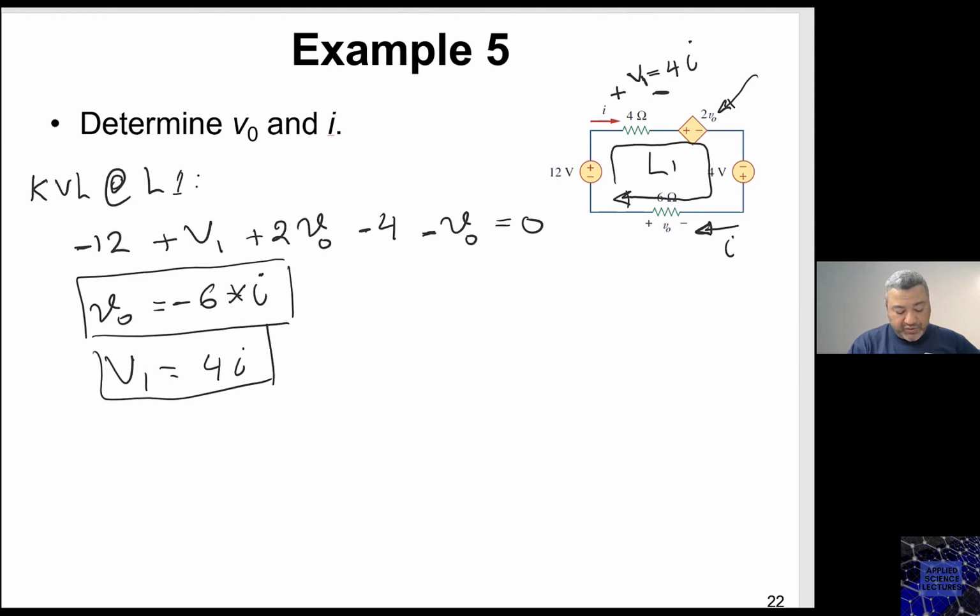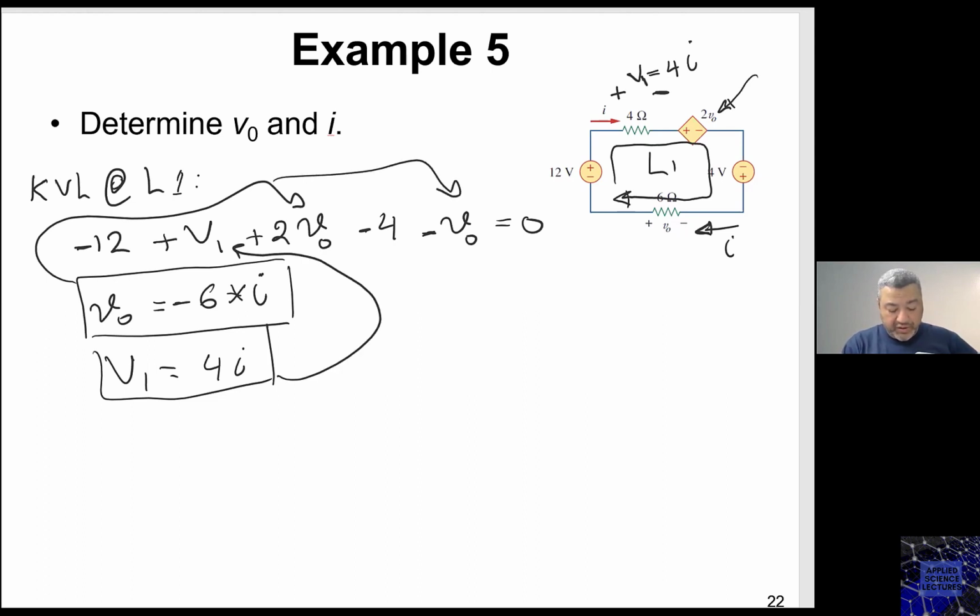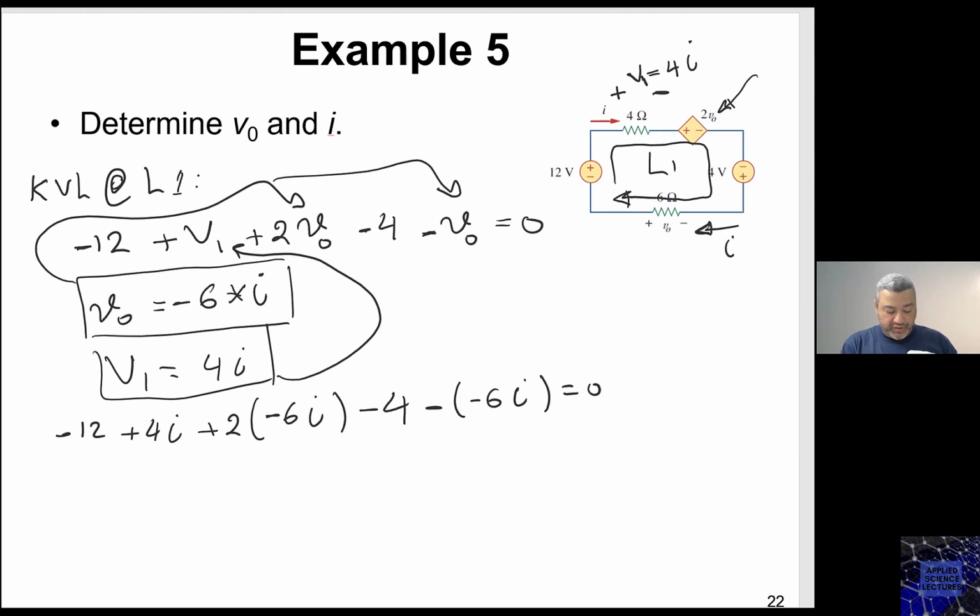So if I substitute V naught in here and V1 in here and also in here, I will end up with one equation, one unknown. So in this case, I have minus 12 plus 4I plus 2 minus 6I minus 4 equals 0.